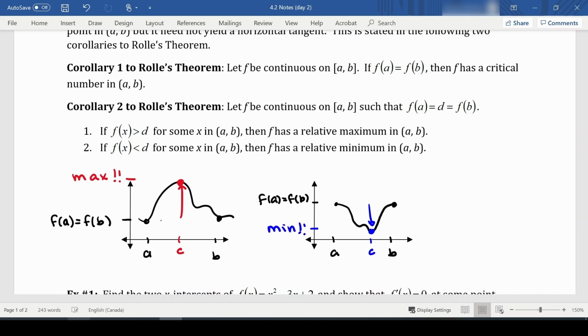So the first one says that f would have to have a critical number if we are continuous and the endpoints are equal. That could mean f' is 0 or f' does not exist, so a corner or a vertical tangent line would be acceptable. The second part says if your whole function lies above the y value where your endpoints are, then you would have to have specifically a maximum. And if you lie below, then you would have to have a minimum.